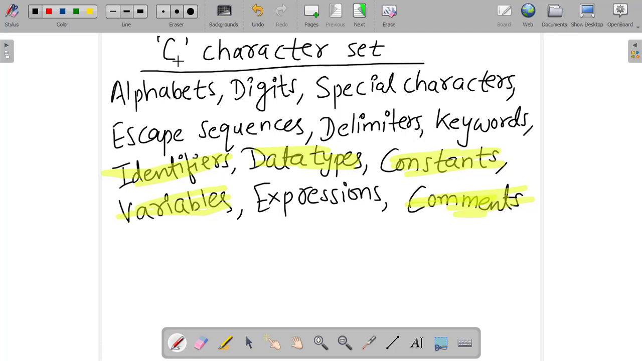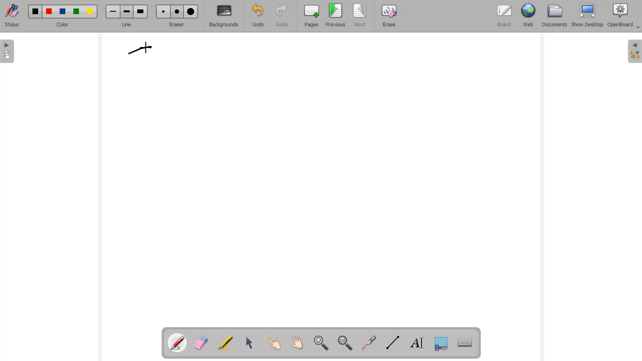But here some of the things are most important, like the identifiers, data types, constants, variables and comments. So let us discuss them in a detailed manner. Firstly I will explain about the identifier. So let us understand what an identifier is. I have already told you what an identifier is.